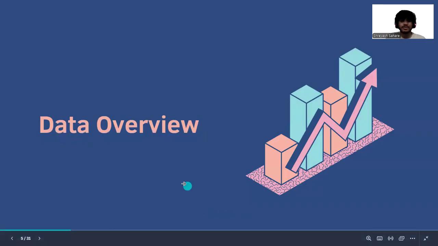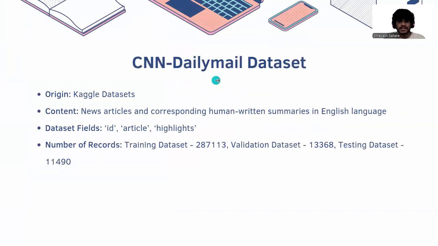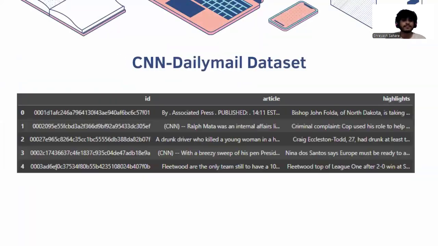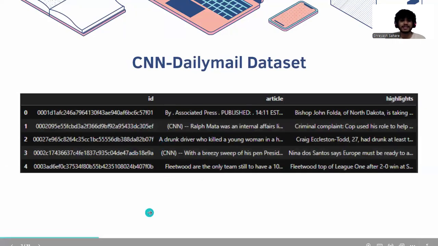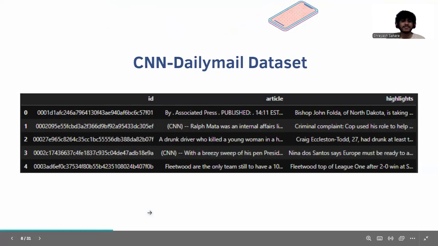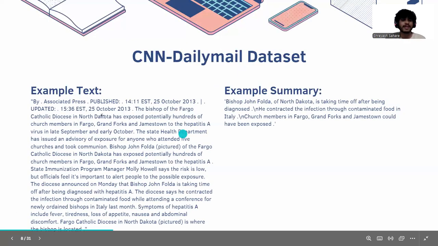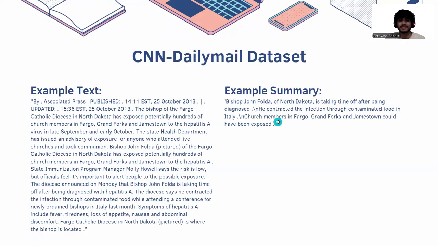I'm going to give you a brief overview of the data that I'm using in this project. So I'm using a CNN Daily Mail news dataset, which I downloaded from Kaggle datasets. This contains news articles and corresponding human written summaries in the English language. It has three fields: ID, article, and highlights, and these are the number of records in each of the datasets. Here is a snapshot of the raw dataset which I used, and this is an example raw text and an example raw summary.